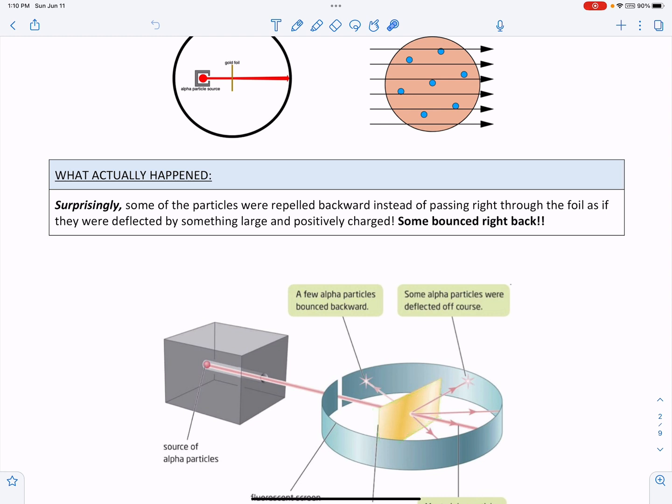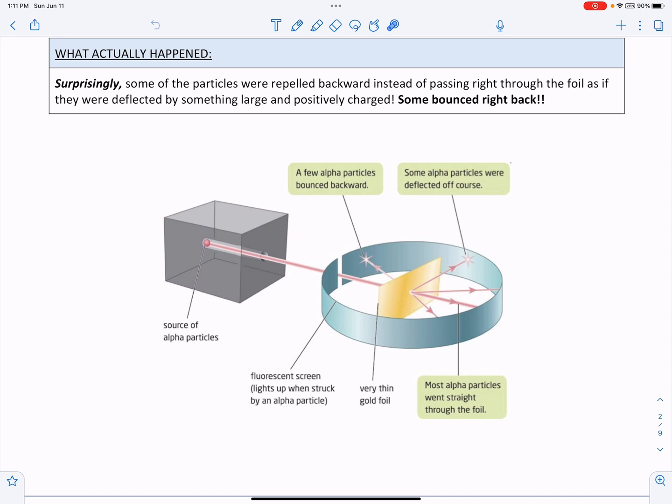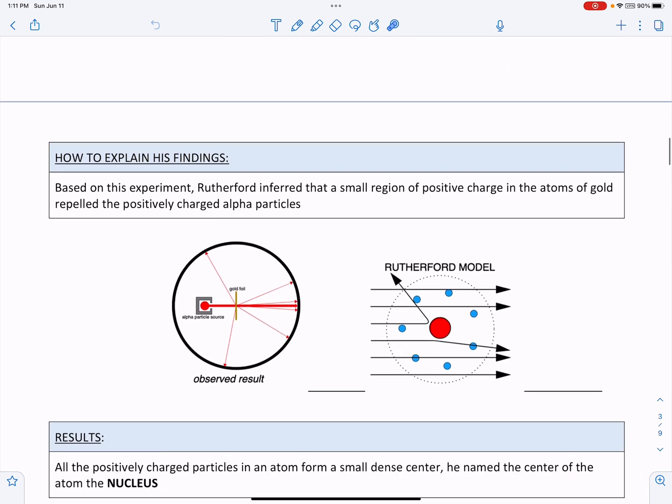An analogy would be if you shot bullets through a sheet of tissue paper, you would expect all of the bullets to end up directly behind where you shot them through. So what was causing these bullets or these alpha particles to deflect in different locations?